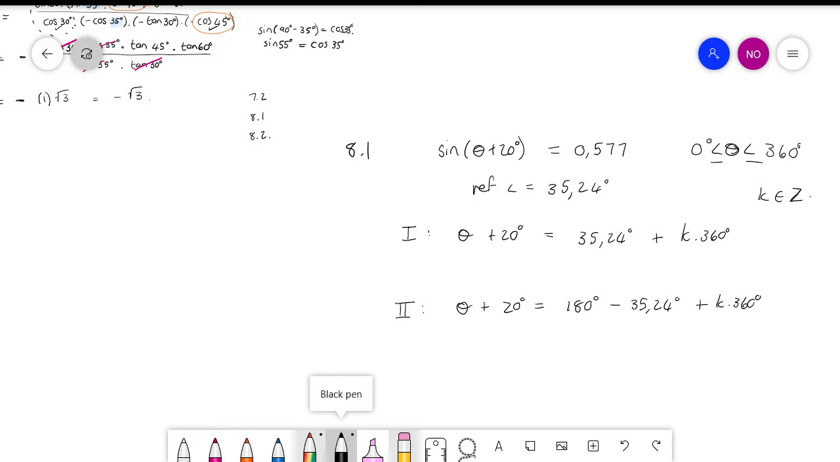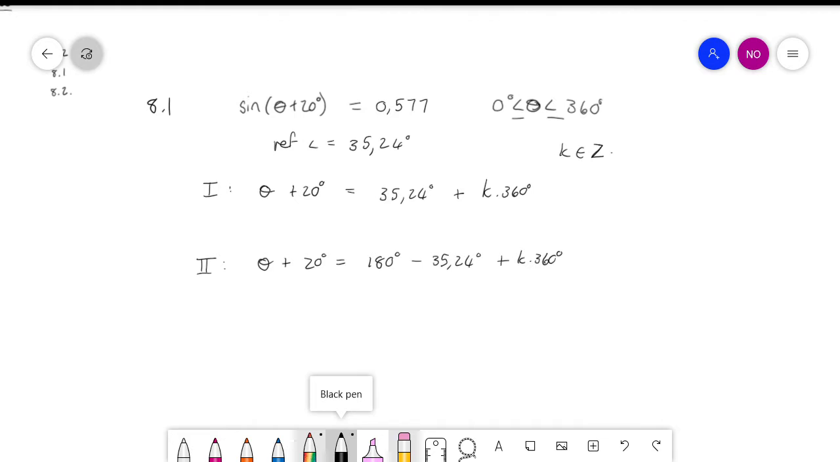All natural numbers. Yes, but then obviously you use n there and there. Okay, so hierdie een as ons hom gaan oplos is dit theta is gelyk aan 15,24 grade plus k of n maal 360 en hierdie ene theta is gelyk aan 124,76 grade plus k maal 360.